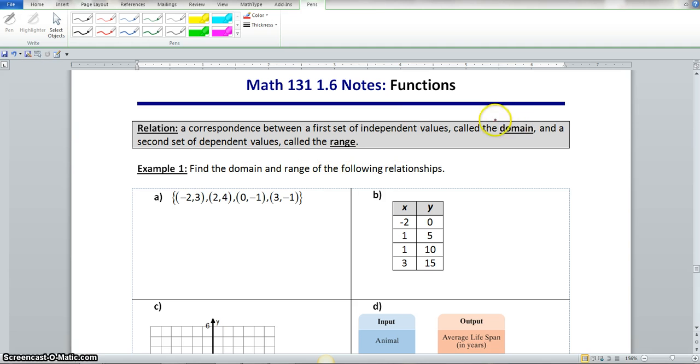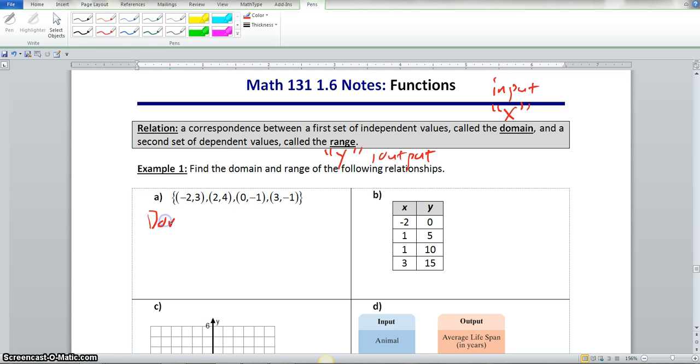Now, typically when we deal with the domain, that also means the x value, and it also means the input. And here with the range, we know that means the y value, and also it means the output. Okay, now it says find the domain and range of the following relationships. Now, if you notice, these are all ordered pairs. So we know the first value is your x values, which will be your input or your domain. And the second value is your y, which is your output, which is your range.